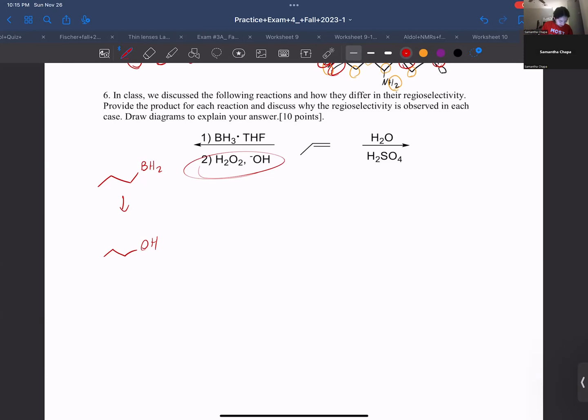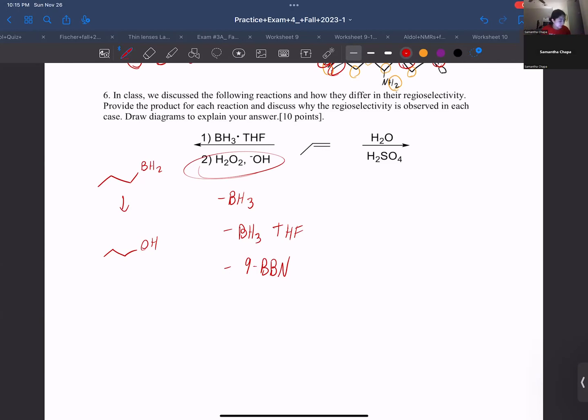Another way that you can see this is just BH3 or BH3 with THF or 9-BBN. So if you see that on your test, don't get confused. It'll be the same.